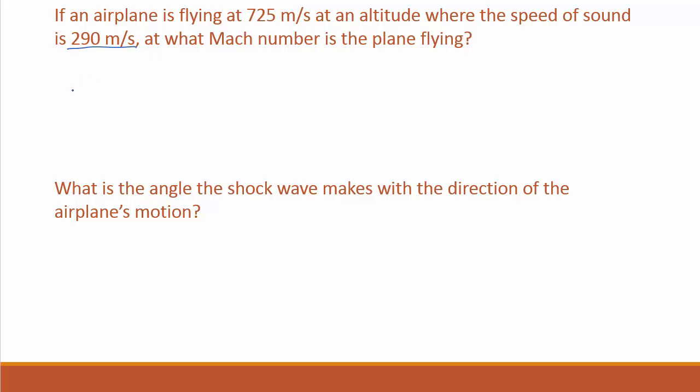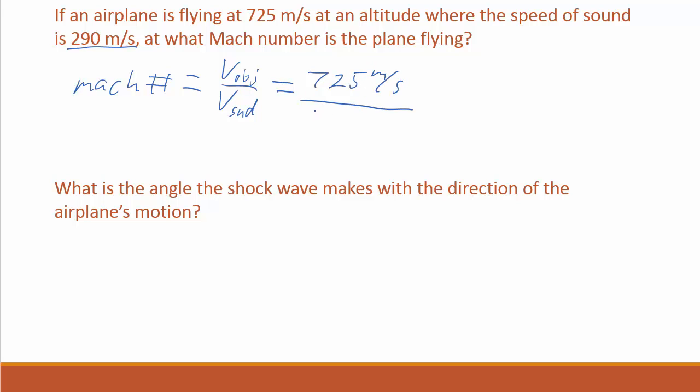So our Mach number, again, the equation is just the ratio of the speed of the object, in this case the airplane, over the speed of sound at that location. So that's just going to be 725, and if we want to throw our units on there, we can, over 290 meters per second. You'll see the units cancel out, so Mach numbers are just numbers without units.